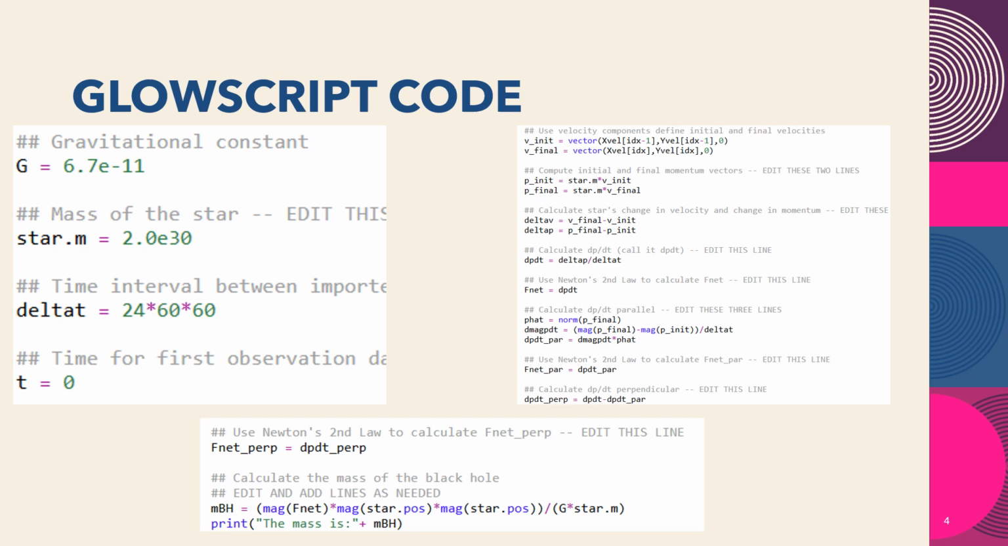This is just simple kinematics. And then we can also say, if we're trying to find dp dt, that delta p over delta t equals dp dt. And in this case, the only force in that direction is dp dt, so the F net equals dp dt. And then at the bottom, we can see that the F net perpendicular, the force in the perpendicular direction, is just equal to dp dt perpendicular.